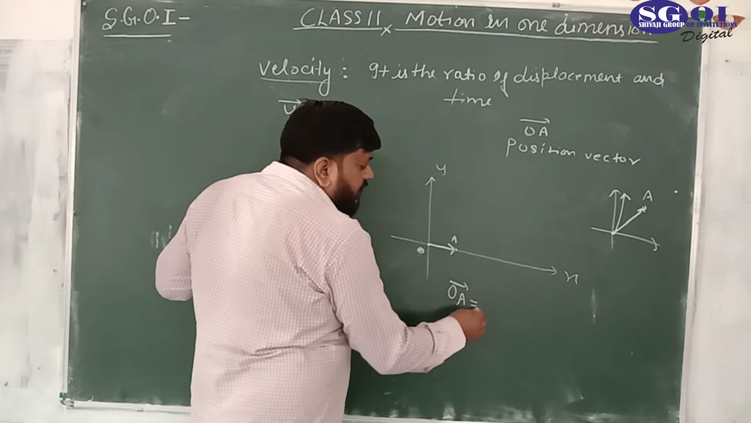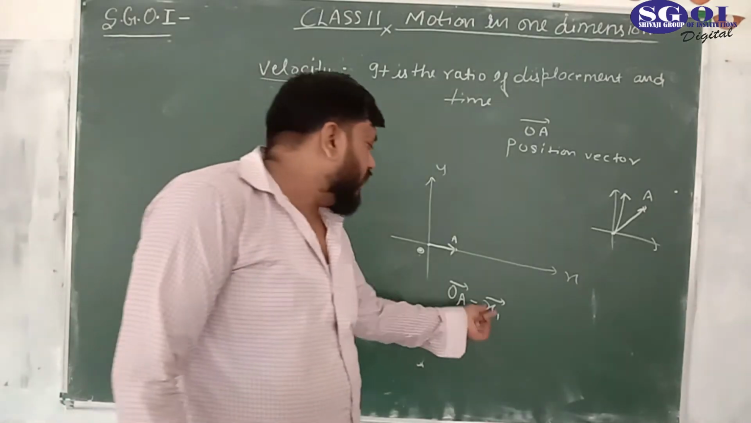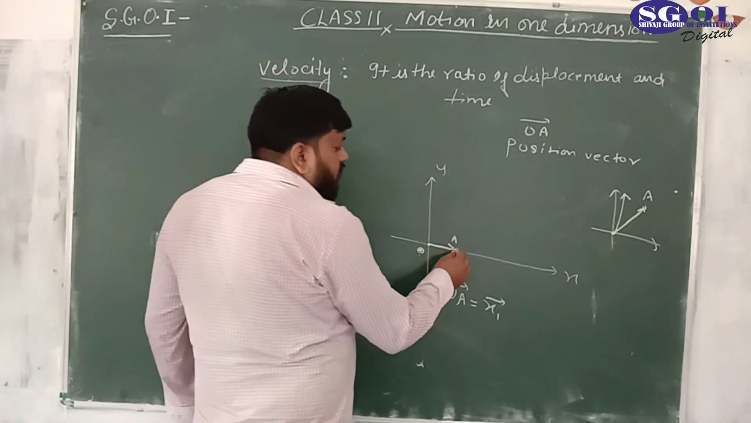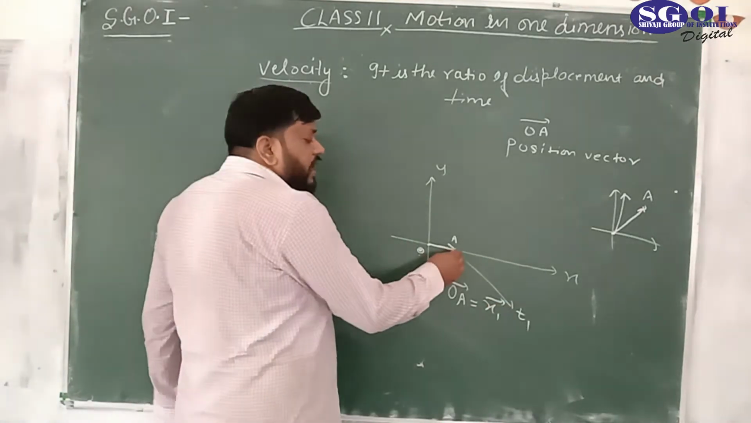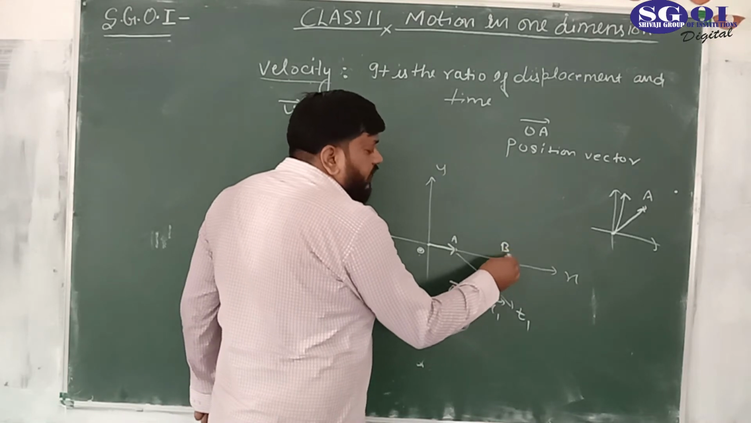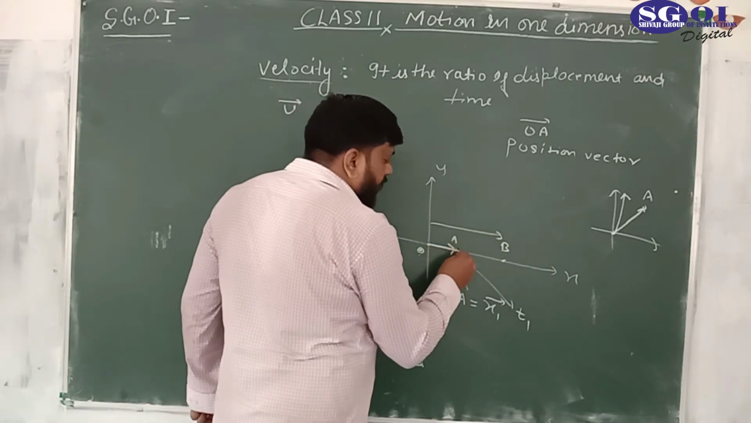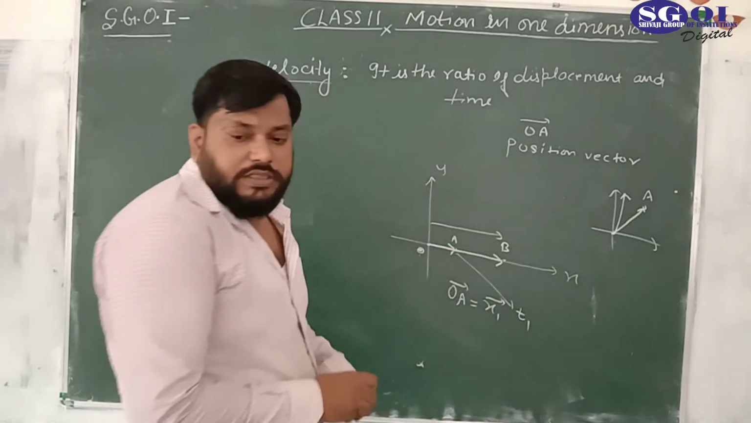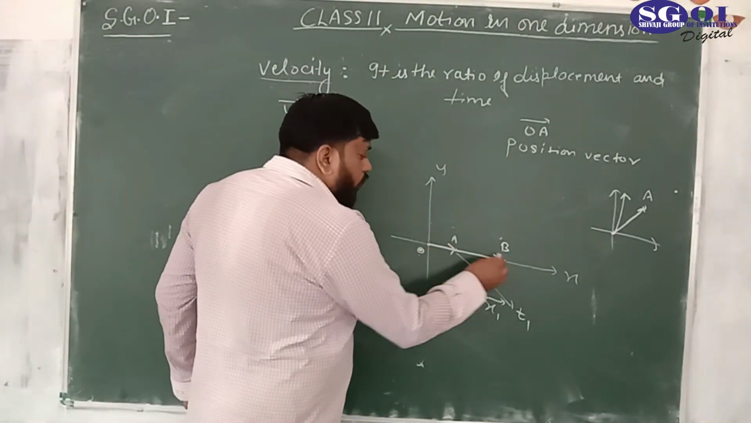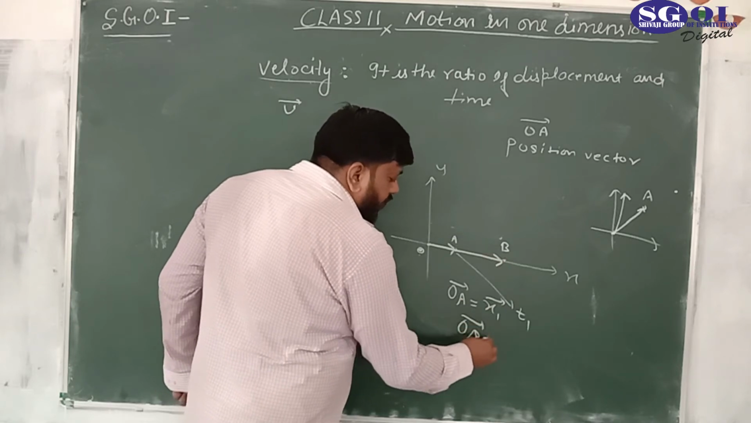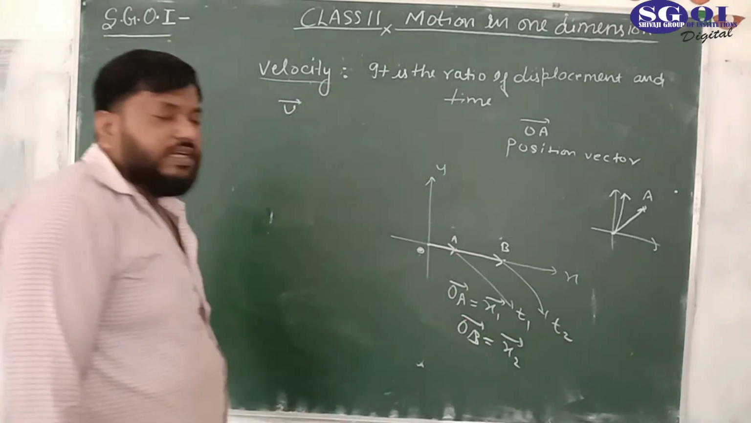Let's say OA vector is the x1 vector, and suppose at that instant the time is t1. Now the object starts moving in this direction, and it reaches the point B, and the position vector of that position is represented by this arrow sign. This is the OB vector, and let's say OB vector equals x2 vector, and at that instant the time is t2.